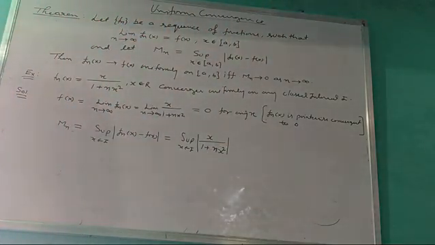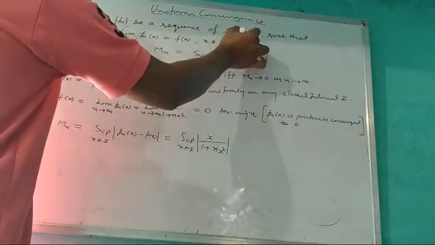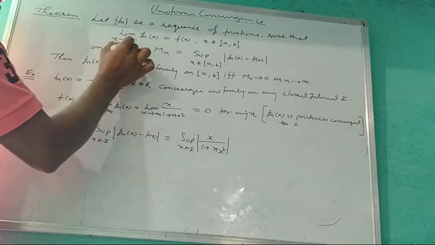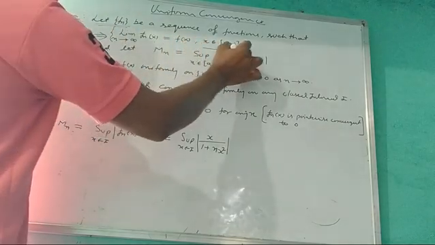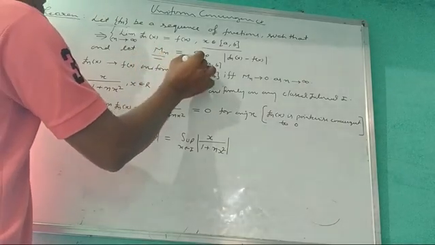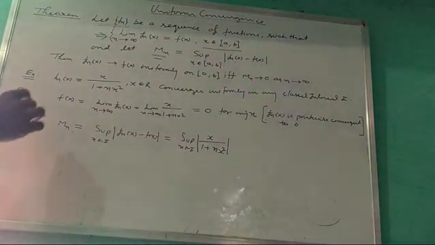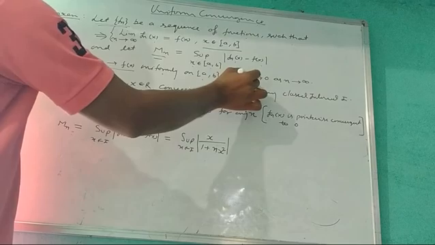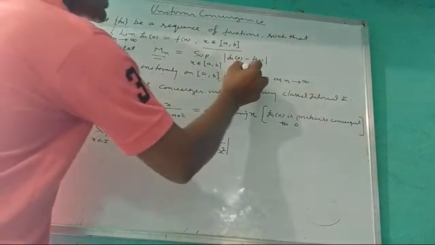With the help of this theorem: let f_n(x) be a sequence of functions such that f(x) equals the limit as n tends to infinity of f_n(x). This is the process for finding the pointwise limit for x belonging to [a, b]. Let M_n be the supremum over x in [a, b] of |f_n(x) - f(x)|. Then f_n(x) tends to f(x) uniformly on [a, b] if M_n tends to 0 as n tends to infinity. This is very important.